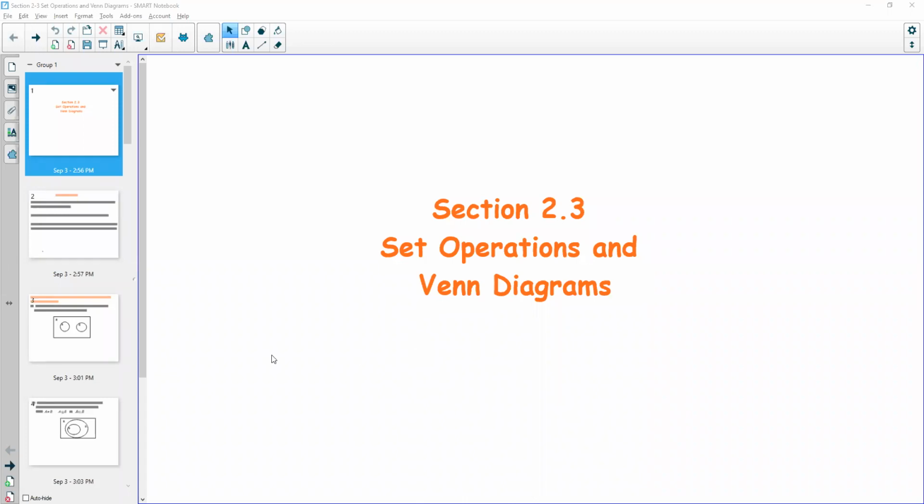Hey everybody, these are the notes for section 2.3, which is set operations and Venn diagrams. So we're doing 2.2 and 2.3 together in the same module. So hopefully you've already looked at the notes for 2.2. If you haven't, you need to do those first, please.